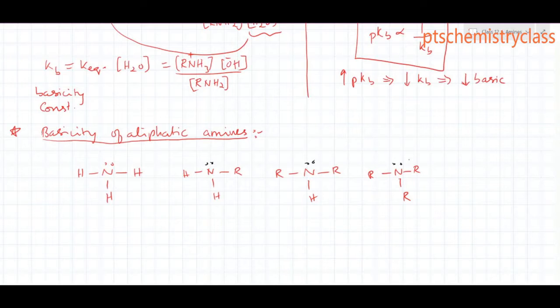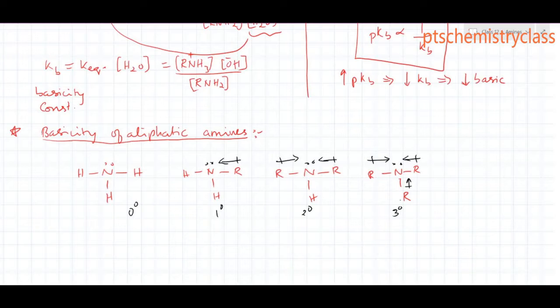Here you see there is one inductive effect operating on this. Here you see there are two inductive effects operating on this. Here you see three inductive effects operating on this. Now you have 0 degree, 1 degree, 2 degree, 3 degree. In these four compounds, in which compound is the nitrogen electron rich? Which one do you think will be more rich in electrons? Tertiary will be more rich in electrons.